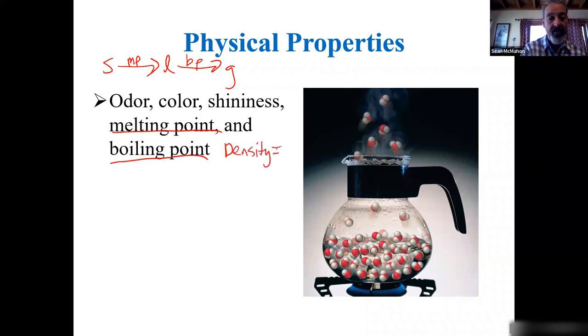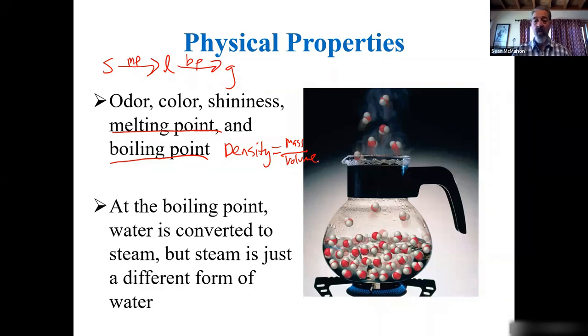And you may remember density is mass over volume, D equals M over V. If you know a pure substance's melting point, boiling point, and density, then you can narrow down what it is very easily of all the possibilities just by knowing those three physical properties: melting point, boiling point, and density. Now, again, there's other ones like solubility. Does it dissolve in water? Things like that. But those three are very important.